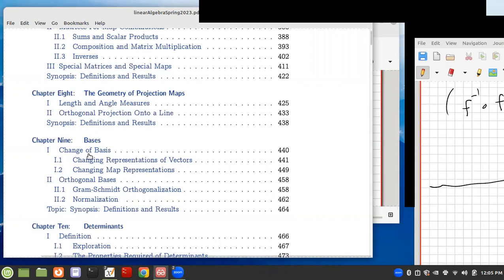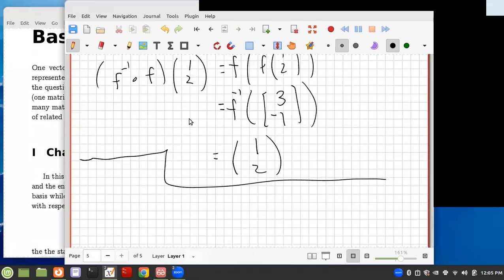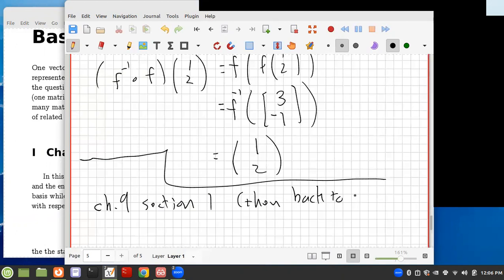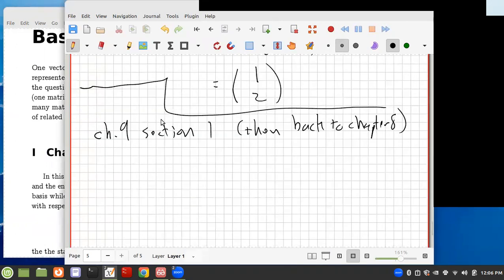But here's this section here of chapter 9 on bases, which is what I would like to look at now. So we're jumping a little bit to chapter 9, section 1, then back to chapter 8. Okay? It's a way that sometime in the future I'll reorganize the text a little bit to be a little bit less awkward.